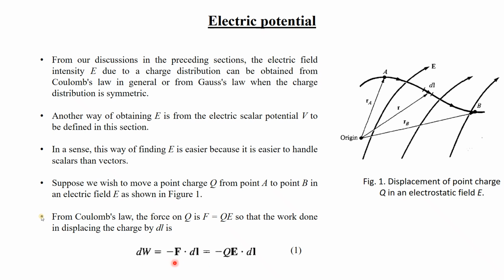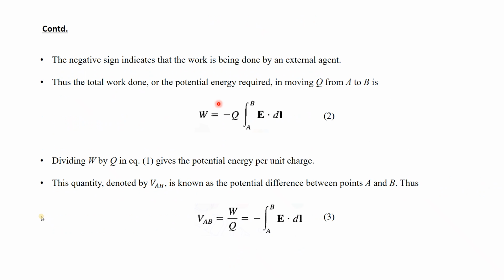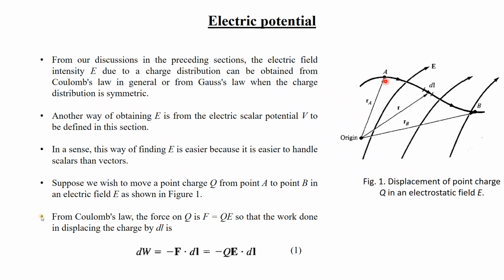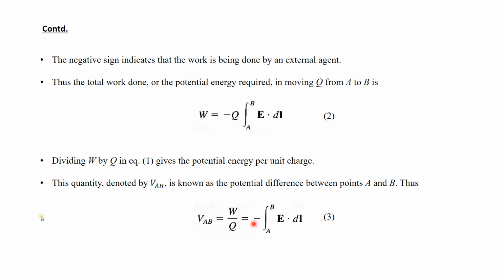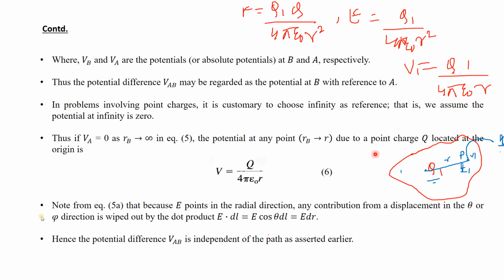If you can remember, in the last class we discussed that work done is force times displacement. Force is Q into E. So potential is actually work done by the charge. So this is the potential difference. So between A and B, what is the work done? That is the potential difference between A and B per unit charge.